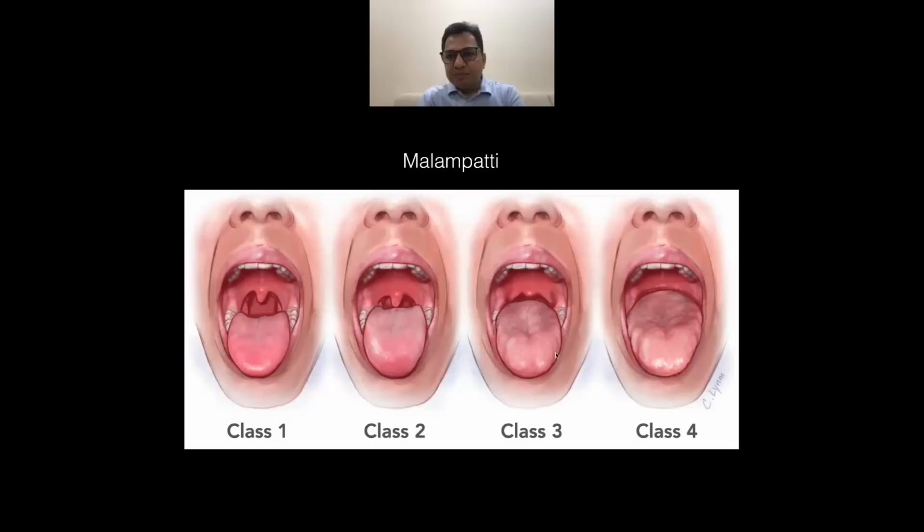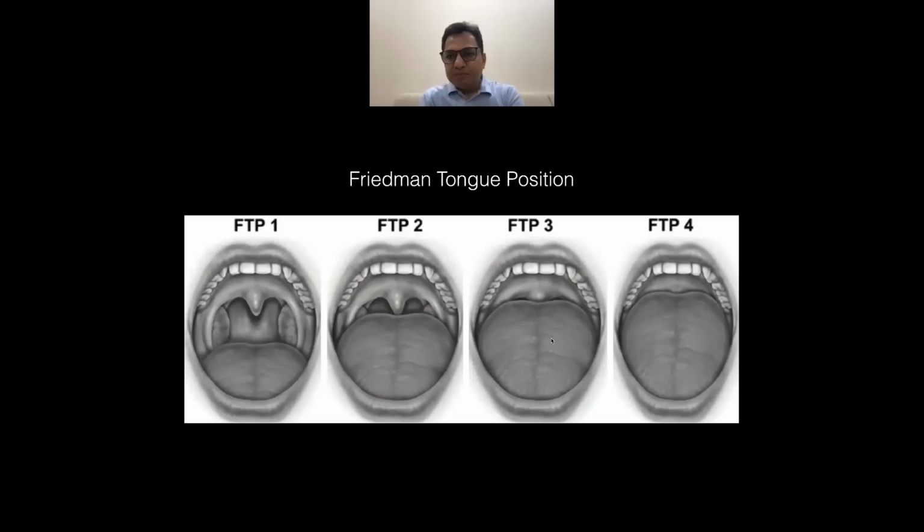This is Mallampati. So the difference between Mallampati and Friedman is Mallampati is with the tongue out and Friedman is the same thing with the tongue in. So this is a takeaway message: what is the difference between Mallampati and Friedman? Mallampati is for difficulty of intubation and extubation, and Friedman tongue position is for the success of the surgery.